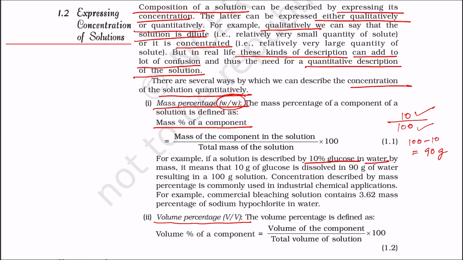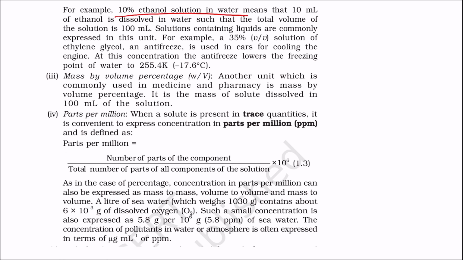is equal to volume of the component divided by total volume of solution into 100. Now we can also say that volume of solute divided by total volume of solution into 100. Now 10% ethanol solution in water means 10% can also be written as 10 by 100. So in numerator we have volume of ethanol. Ethanol is the solute. So 10 milliliter of ethanol and volume of solution is 100 milliliter. So 10 milliliter of ethanol is dissolved in water such that total volume of the solution is 100 milliliter.